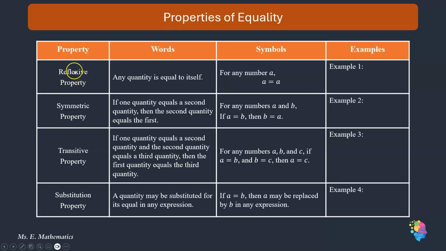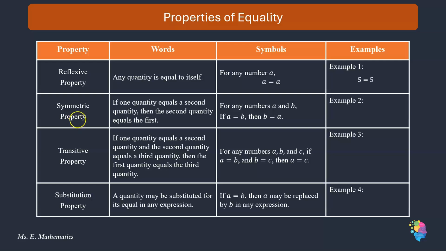The reflexive property states that any quantity is equal to itself. If we think of it in symbols, that means that for any number A, A is equal to A. But let's do a more realistic example. It just means that if we have a 5, well, 5 is going to equal 5.